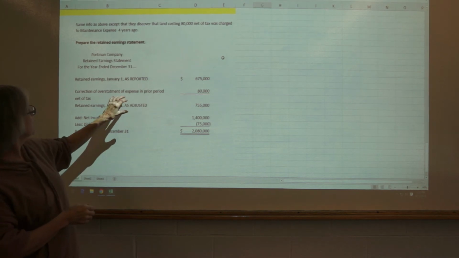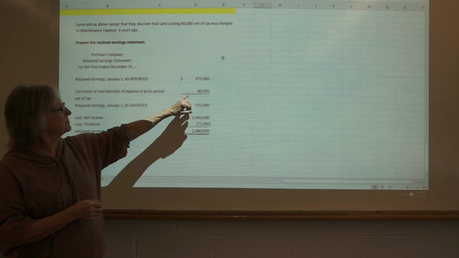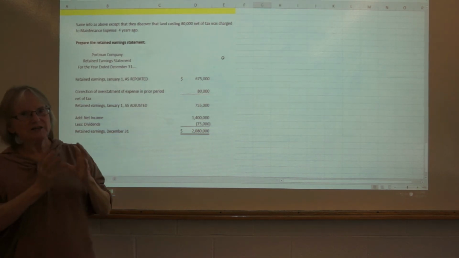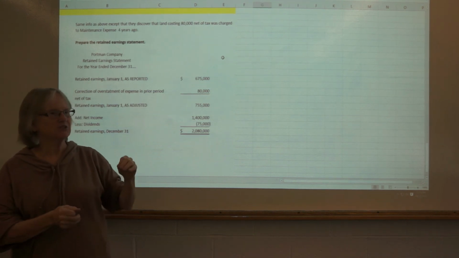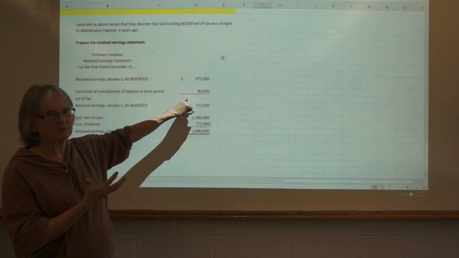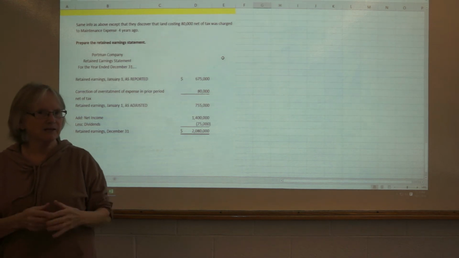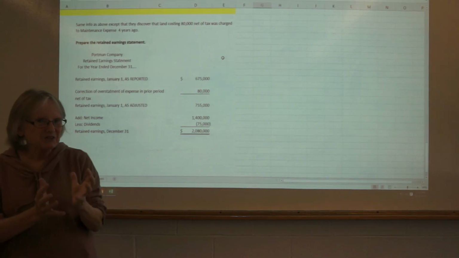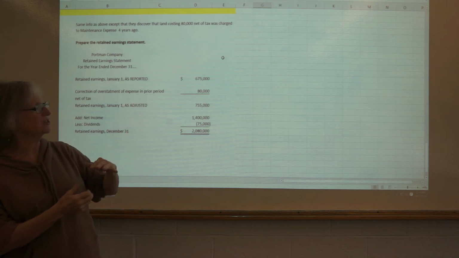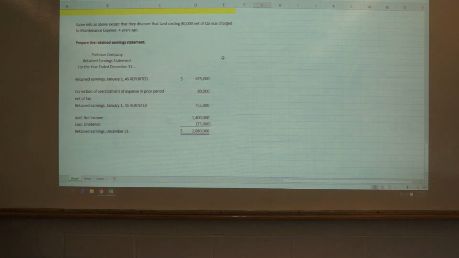Okay, so the tricky part on the corrections is that you have to make sure that you're adding or subtracting appropriately. Because if you've overstated expenses in the past, that means that you're going to have to increase your net income because you had too much expense in the past. If it says we understated expenses in the past by $80,000, then if you've understated expenses in the past, your income in the past was too high, and so the adjustment would be down. So those are the things to look out for there.